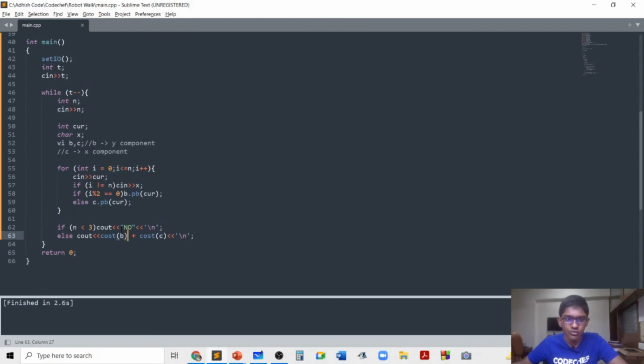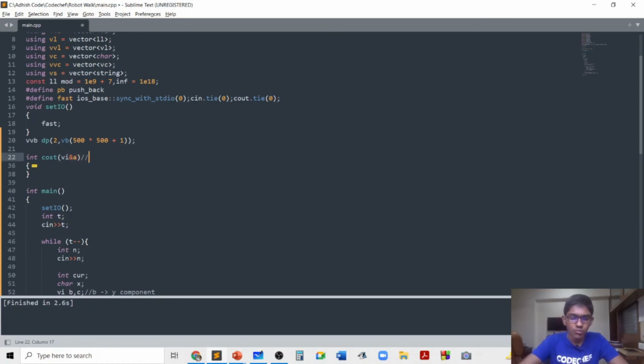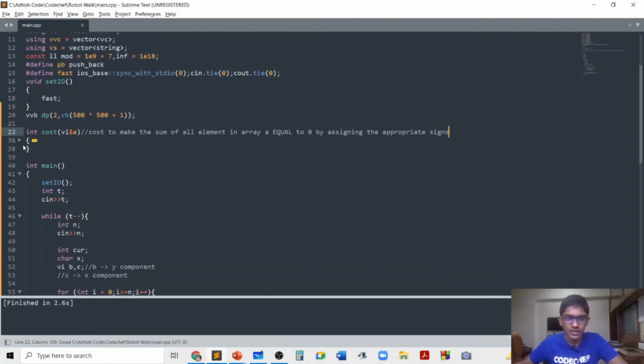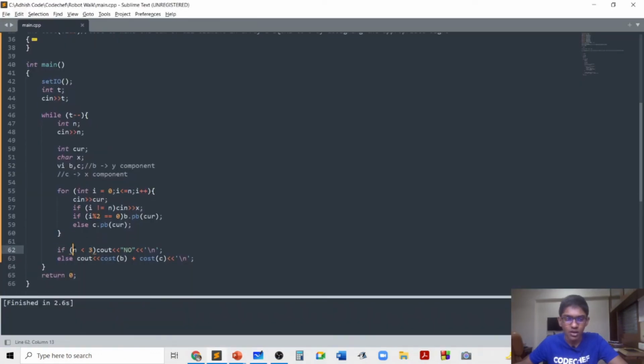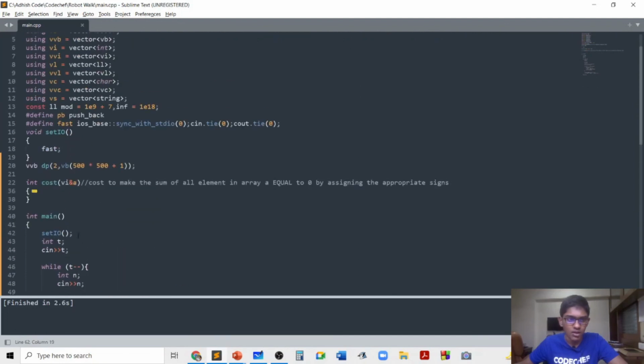So cost of some array basically tells us the cost to make the sum of all elements in array A equal to 0 by assigning the appropriate signs and by changing some elements. So that's our cost function, which I'll explain just now. An additional note is that if n is less than 3, the answer is no, and you should try to prove this by yourself. I won't be explaining too much because this should be clear to you. And now I'll be explaining the DP solution.